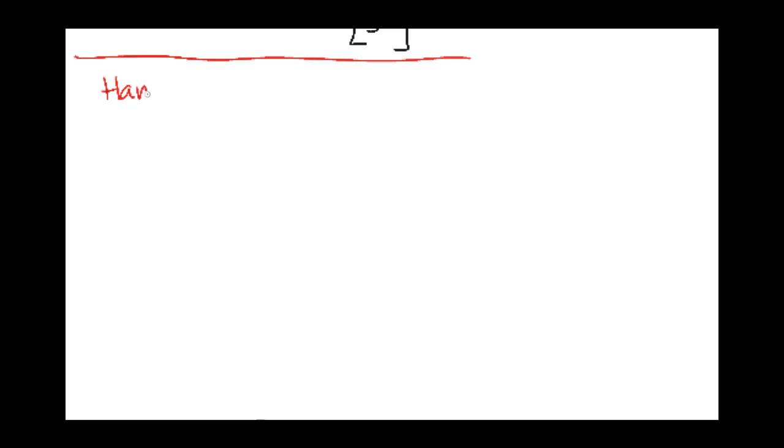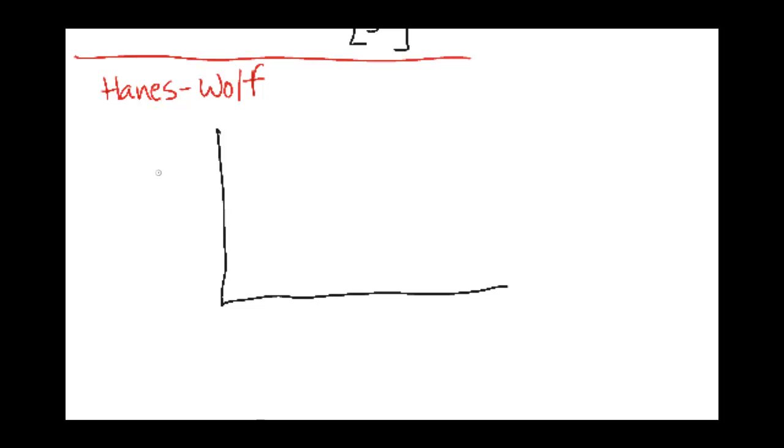So for the Hanes-Woolf plot, the y-axis is going to be substrate concentration over the velocity of the reaction, and we're going to have the same x-axis as your saturation curve.